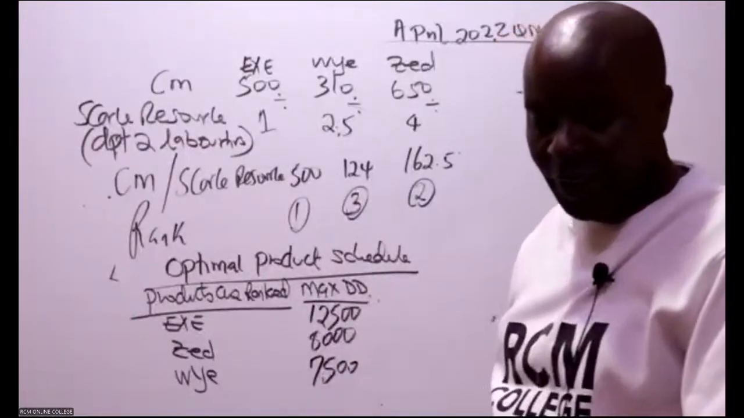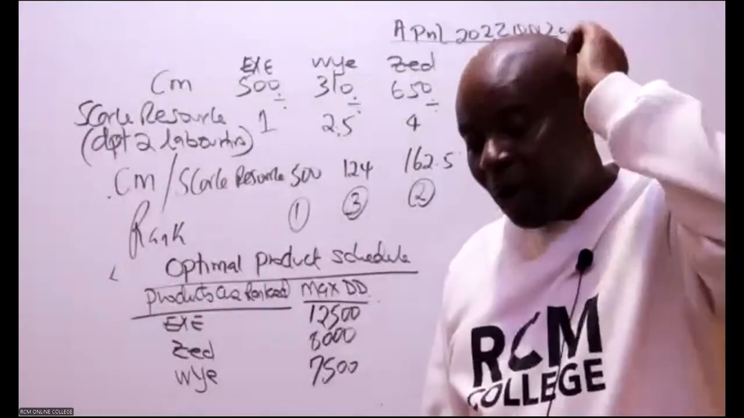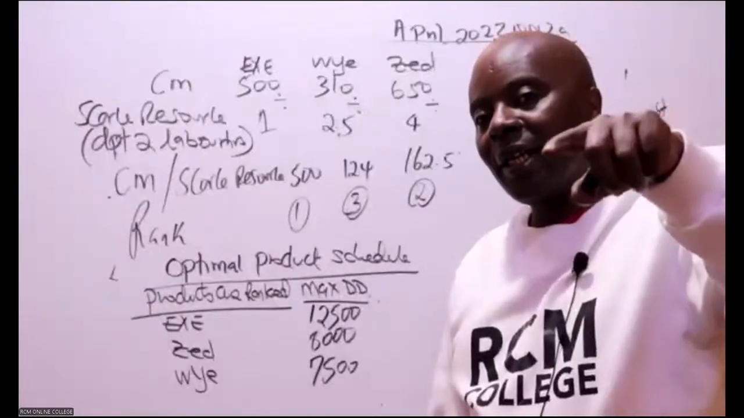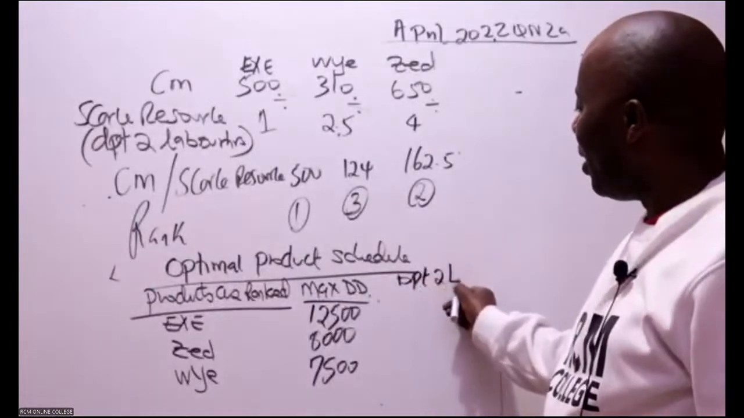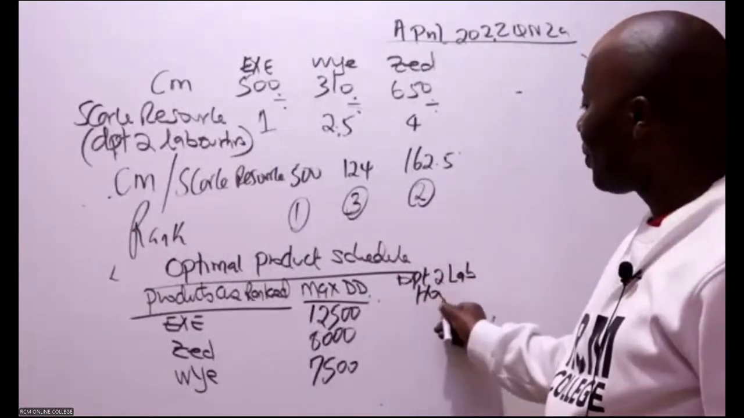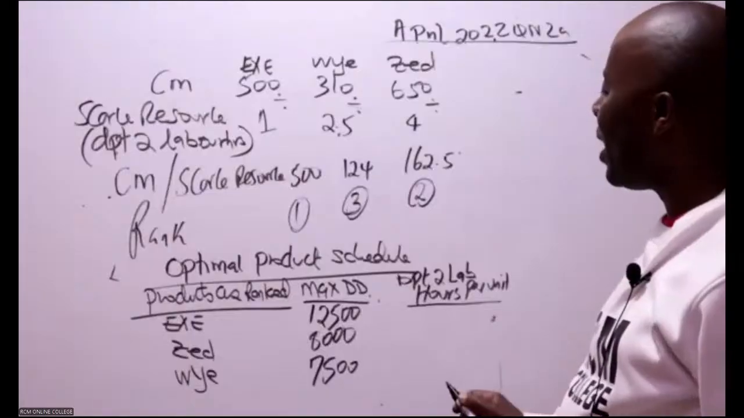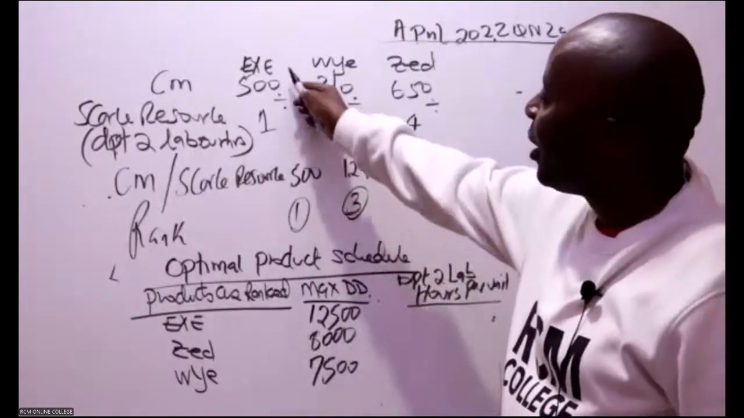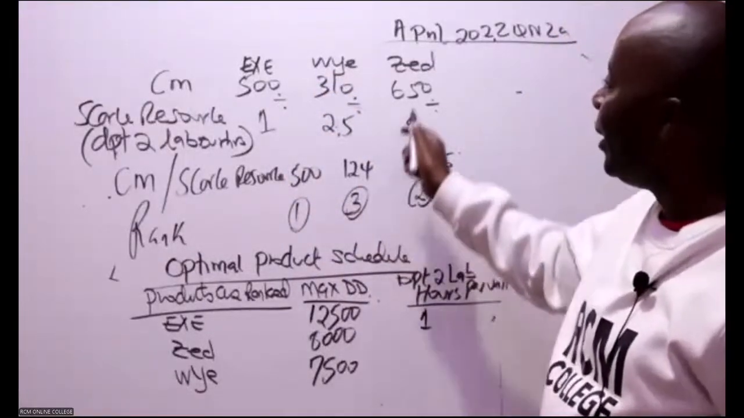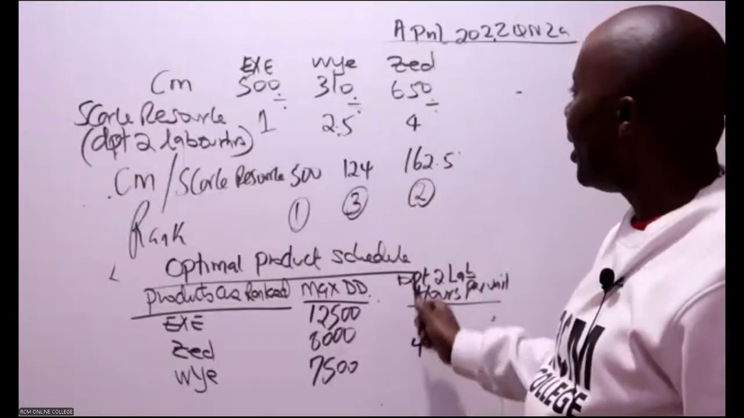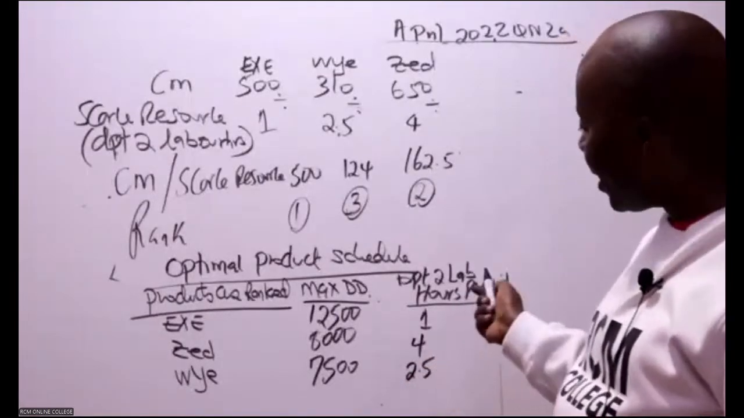Now, after that, ladies and gentlemen, remember, this is our ceiling. So our aim is to see how far the scarce resource will take us. So we have here scarce resource, department 2 labor hours. So remember, this will be per unit at first. So department 2 labor hours per unit. Are you able to see for X? It's normally from this table. So for X, I can see 1. And then for Z, I can see 4. And then in this case here for Y, I can see 2.5.